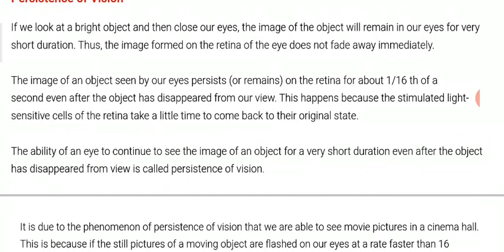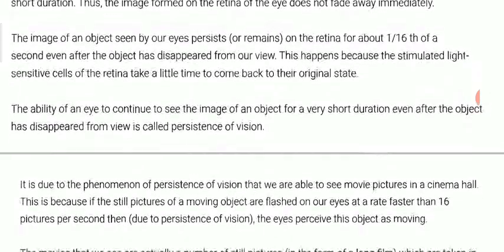Okay, the image of an object seen by our eyes persists, that is, remains on the retina for about 1/16th of a second, even after the object has disappeared from our view. This is a property of our eye, and this is called the persistence of vision. This happens because the stimulated light sensitive cells of the retina take a little time to come back to the original state.